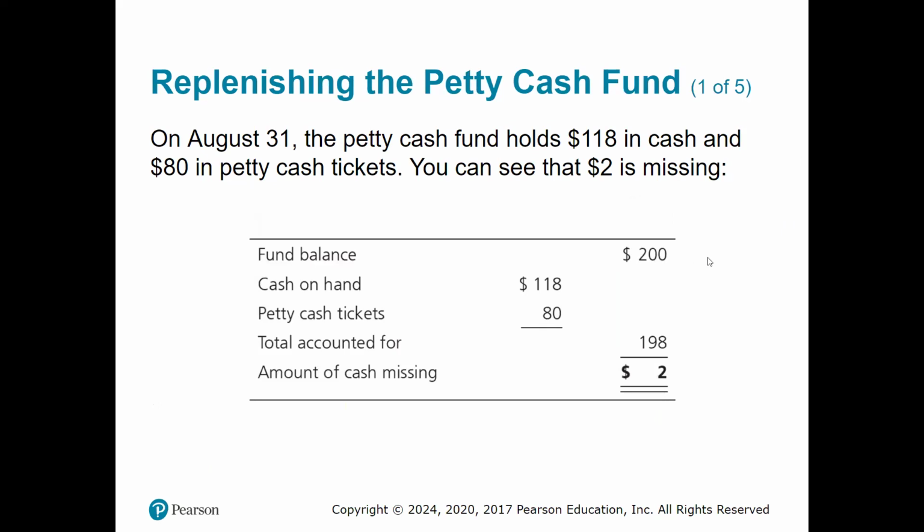Now, in our company, at the end of August, we had $118 left in cash. So we originally put in $200. At the end of the month, we had $118 left, and we had $80 in petty cash tickets. So the cash that's left plus the receipts that we have, if we add them together, is only $198. So we're $2 short in our petty cash, okay? But at any given point in time, in theory, the amount of cash that we physically have in our petty cash box and the total of the receipts that we have should add up to the expected fund balance. And if it doesn't, then we're short of cash, or maybe we would even potentially end up over for some reason.